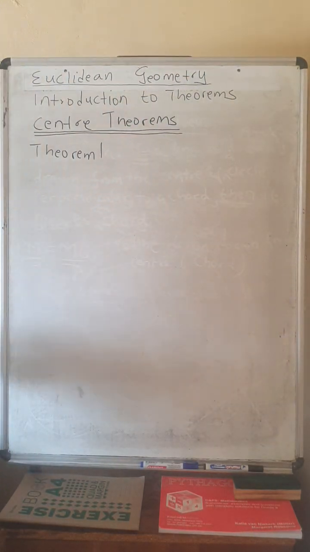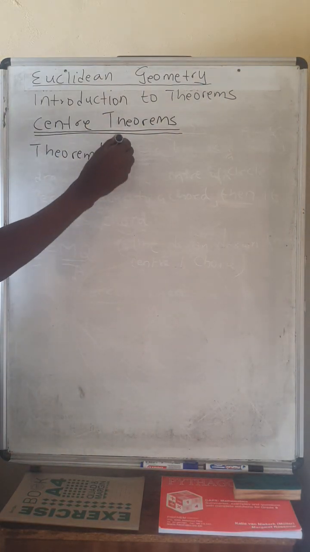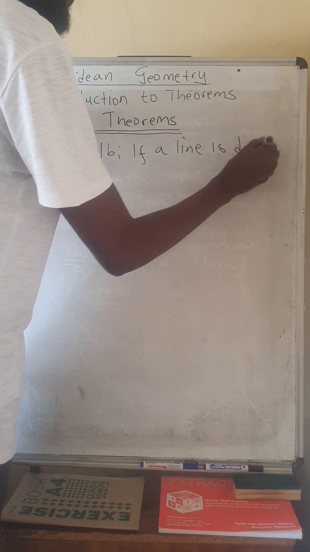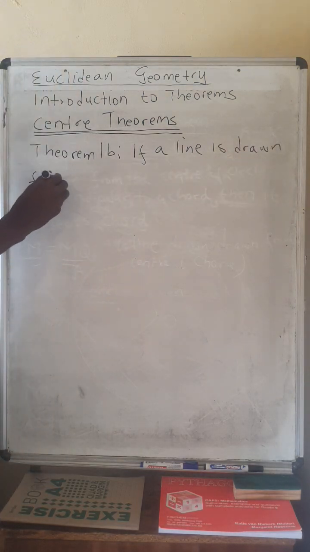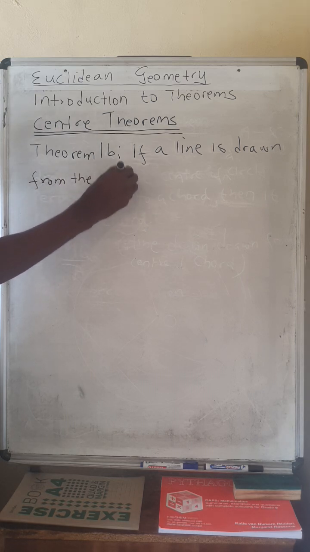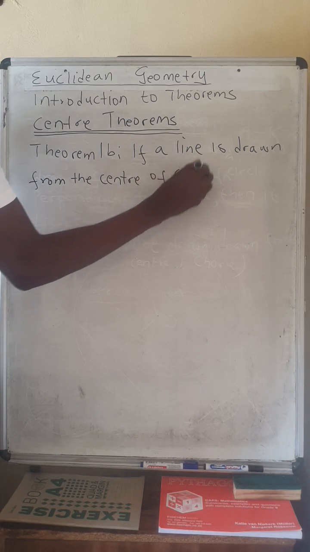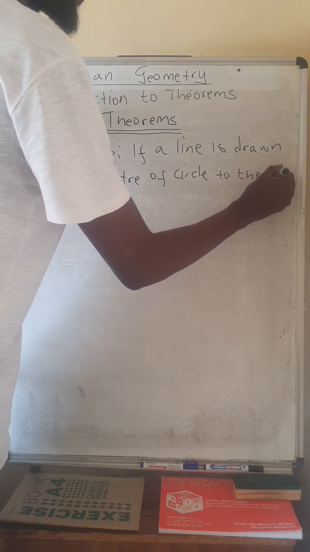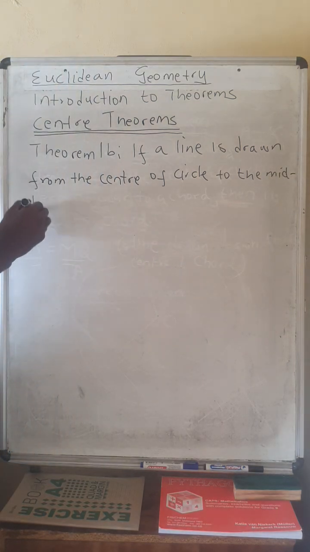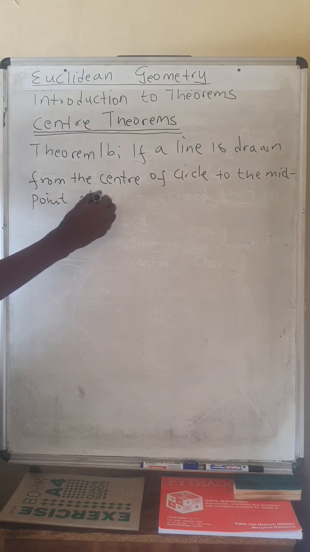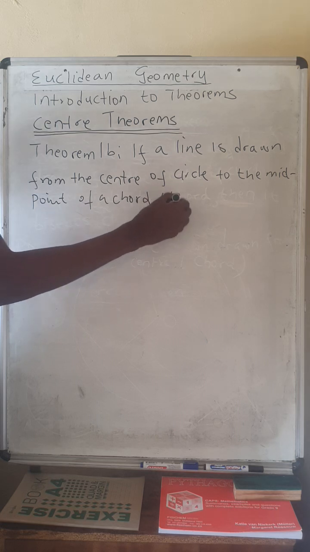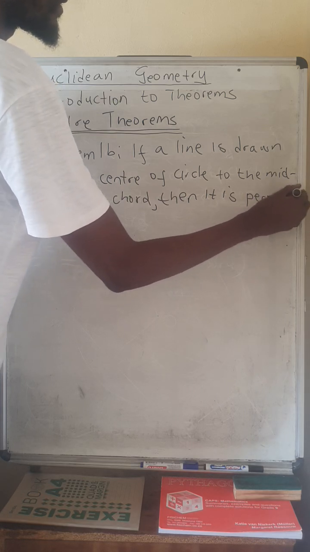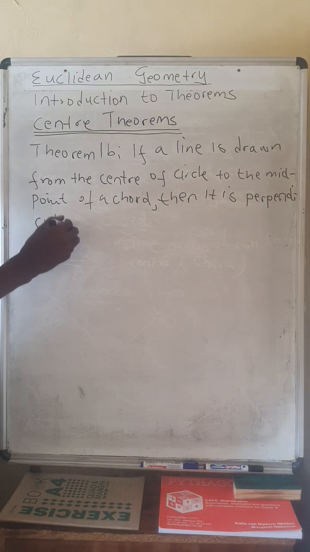Theorem 1b. Theorem 1b states that if a line is drawn from the center of a circle to the midpoint of a chord, then it is perpendicular to the chord.